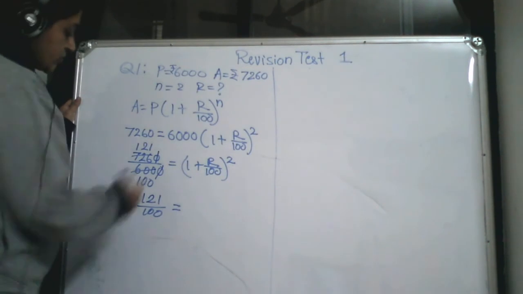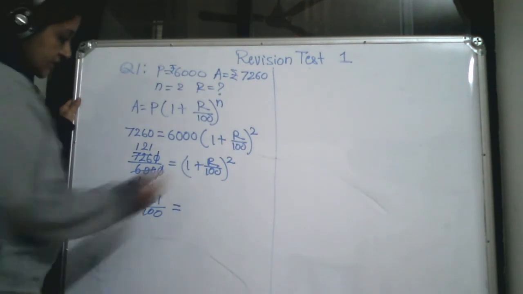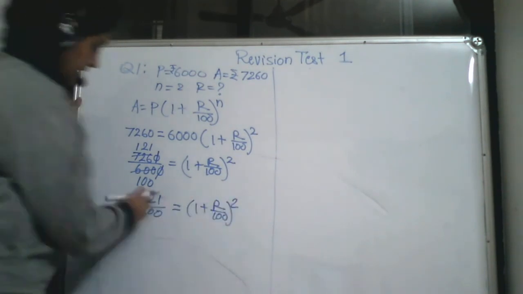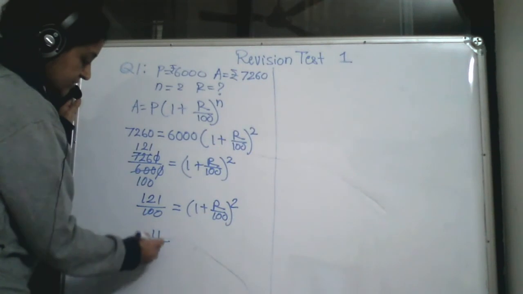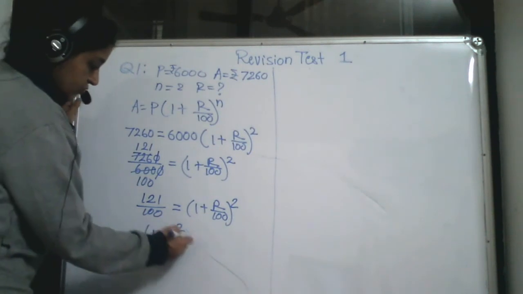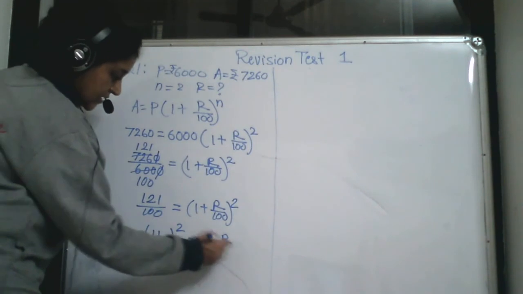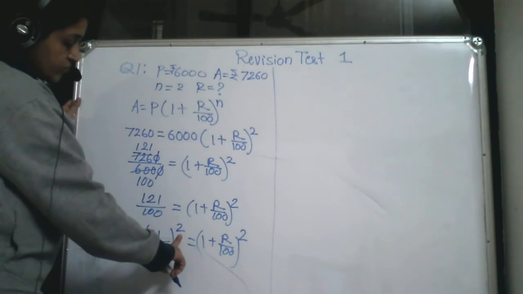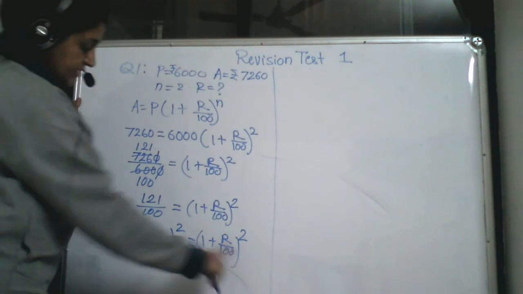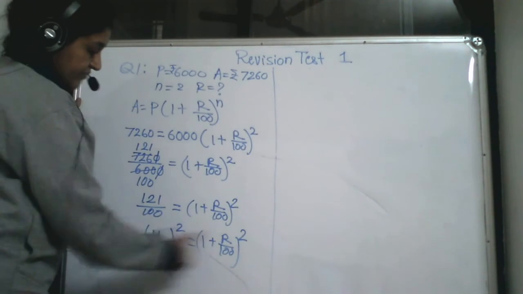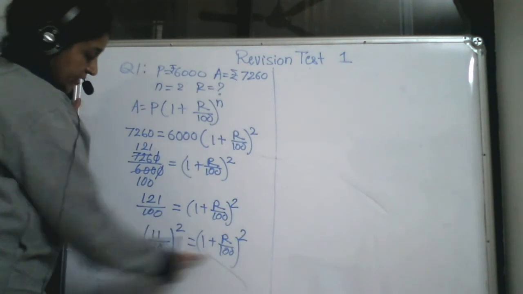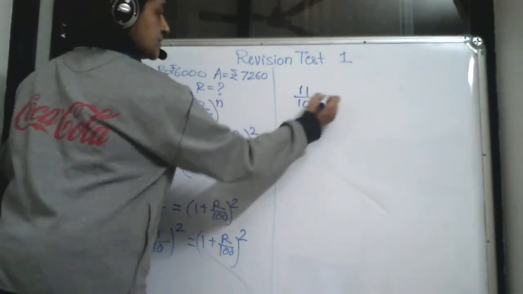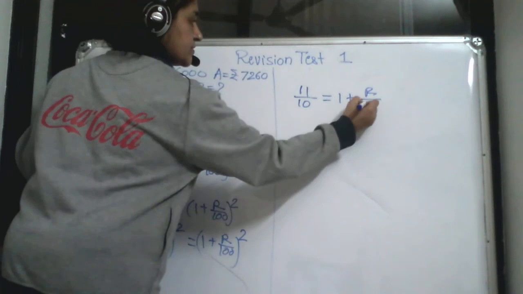You may think, why did you stop at this point? You cannot divide any more, so you have to stop here. As you can realize that 121 is a square of 11 and 100 is square of what? 10. So this square is equal to 1 plus R upon 100 to the power 2. Now you can observe that the power on the left hand side as well as on the right hand side are equal. When they are equal, you can equate the bases. So let's equate it. So 11 upon 10 is equal to 1 plus R upon 100.